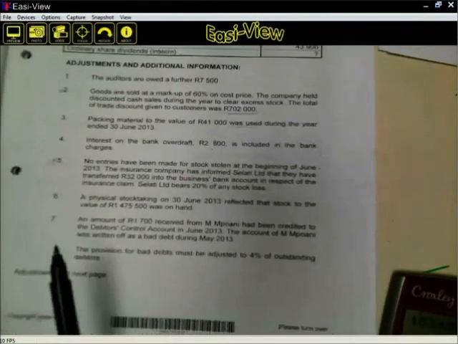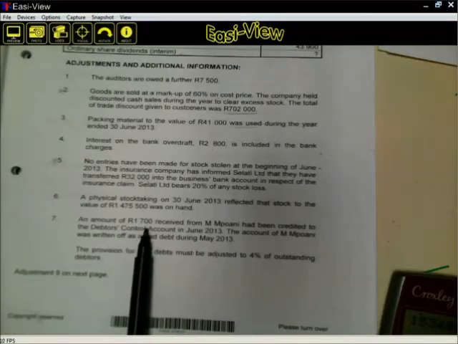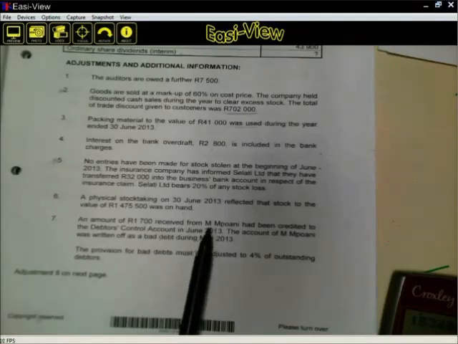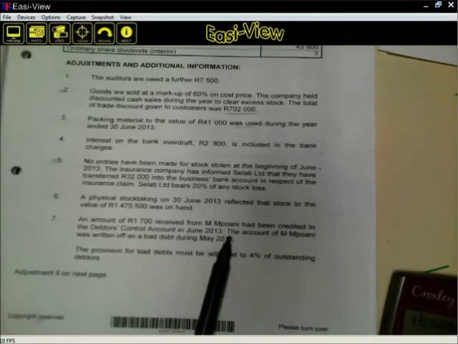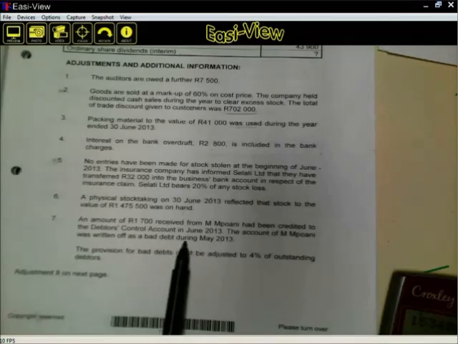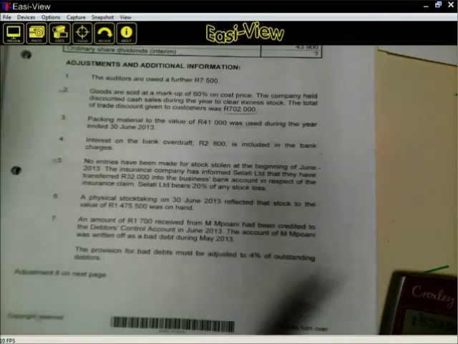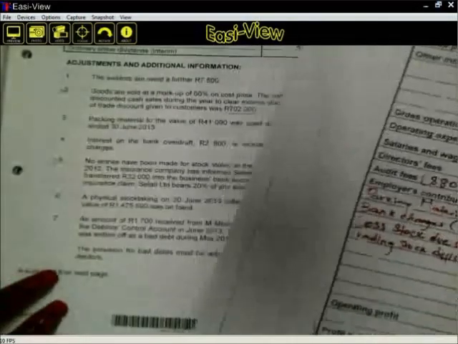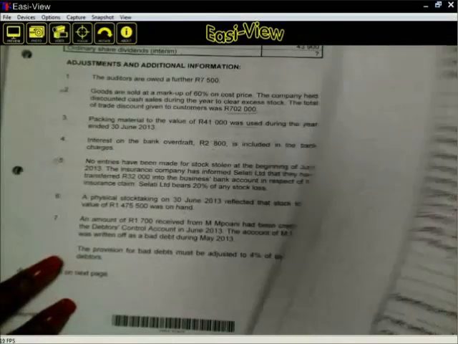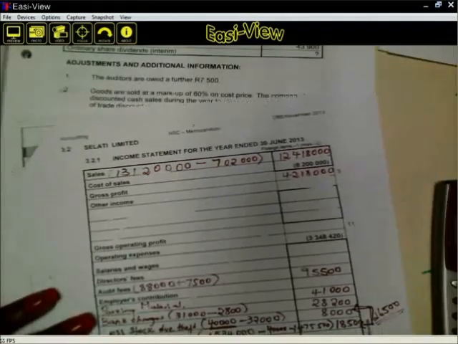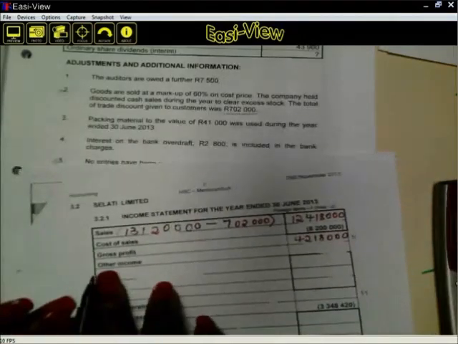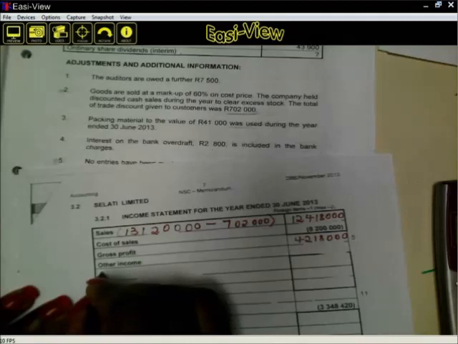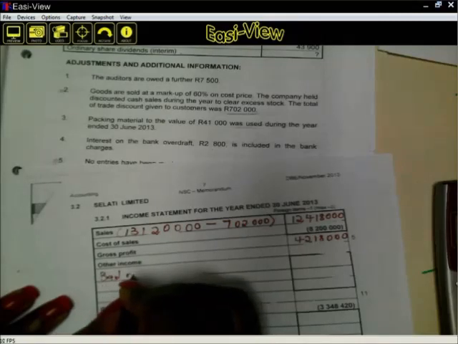The next transaction is the amount of 1,700 received from M. Ponani, which had been credited to the debtors control account in June 2013. The account of Ponani was written off as a bad debt during May 2013. So it takes us where? To the bad debts recovered. We must first of all start with bad debts recovered. Bad debts recovered is an income because you have recovered that money. It comes as your other incomes.